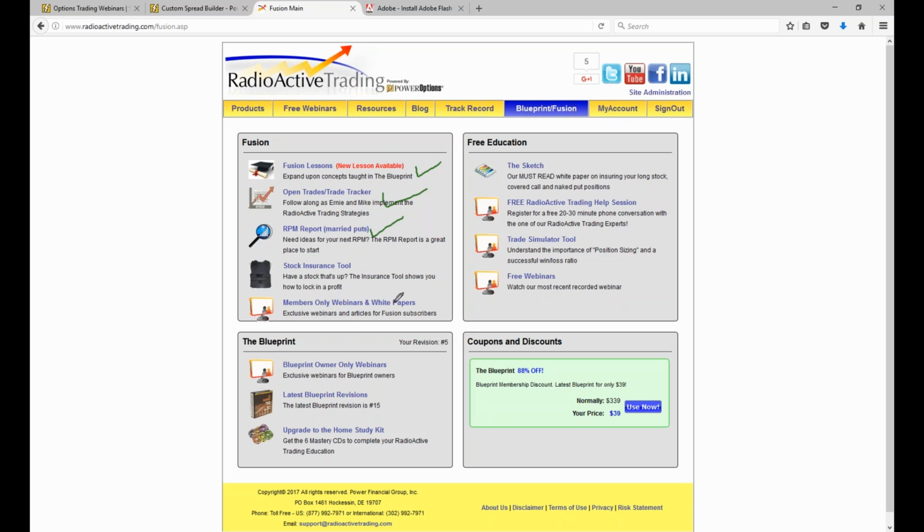The RPM report, Paul, is very similar to the search that you have on PowerOptions right now under married puts, the radioactive default screen. It's the same criteria, but you just can't adjust parameters. But 90% of the positions that we open for the open trades and trade tracker for Fusion subscribers come directly from that list. The stock insurance tool, which you also have available in PowerOptions, but then there's a series of archived webinars and white papers for members only as well. So that's what you get with the Fusion. You get to follow our trades, access to the lessons, the basic RPM report, and the members-only white papers, as well as the stock insurance tool, which you already have on PowerOptions as well. But unfortunately, it is a separate service, so it would be an additional cost as well.